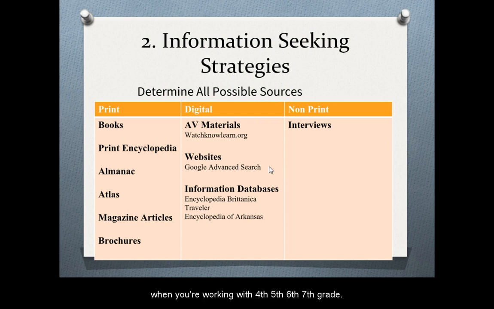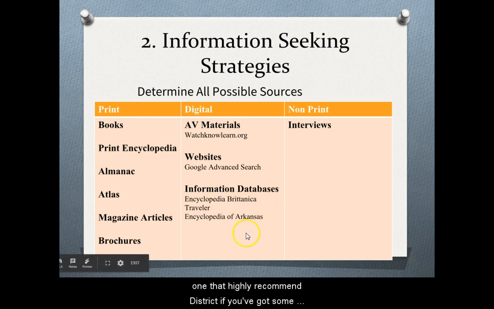When you're working with 4th, 5th, 6th, 7th grade, finding the correct website isn't always the easiest thing to do, just because the students sometimes miss a period or a colon or something else. Our databases. Encyclopedia Britannica is one that I highly recommend a district, if you've got some extra money to purchase. The years that Traveler does not offer Encyclopedia Britannica as a free resource, I think it's one of the best that we had at the middle school, junior high, and high school.